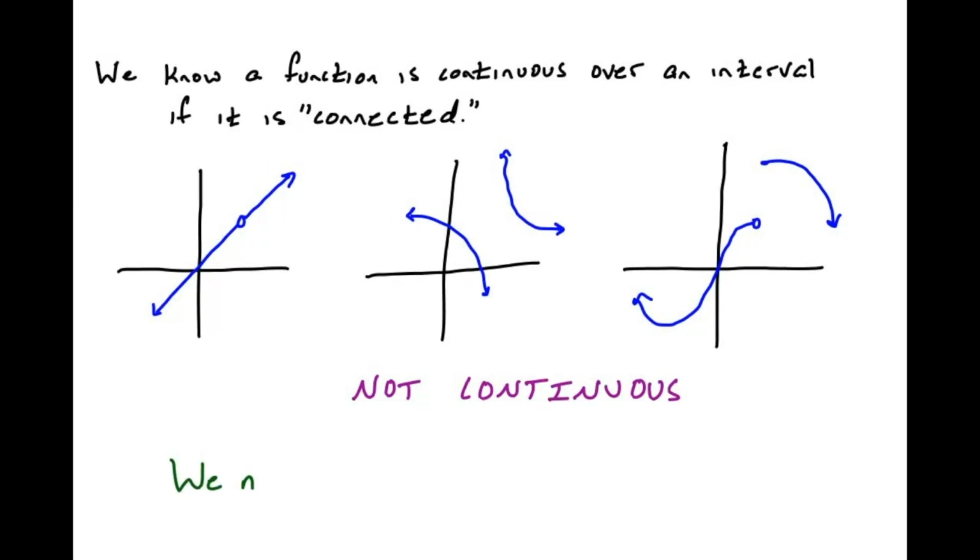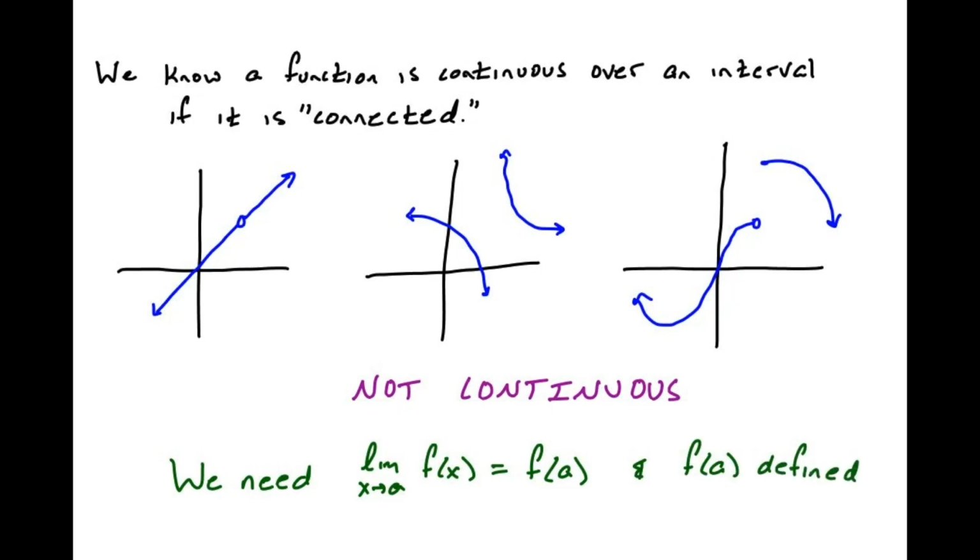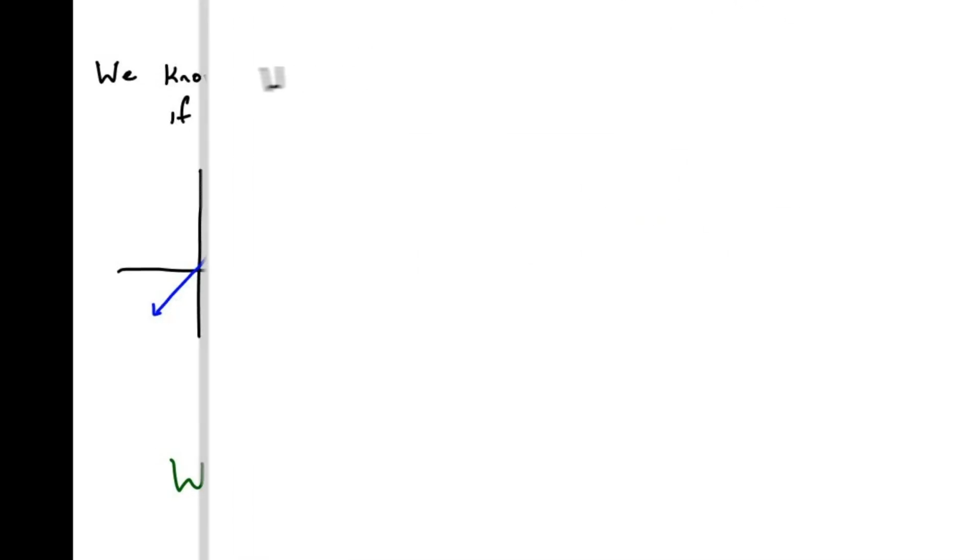Recall that for continuity, we need a few things to happen. We need the limit to exist at a point, so the limit as x approaches a has to equal f of a, and we need f of a to exist. Essentially, the two sides of the function need to meet. There needs to be a point where they meet, and they all need to agree on that point. And if this happens for every point on an entire interval, we say a function is continuous over that interval. This idea is going to come in handy when we talk about differentiability too.